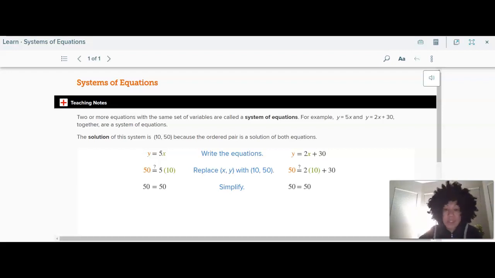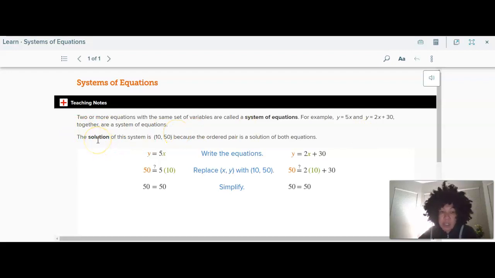system of equations. So what is a system of equations? Basically, it's just two or more equations. We're just going to be focusing on two for now, but it's two or more equations with the same set of variables, and that's what we call a system of equations. So for instance, here's an equation with a y and an x. Here's an equation with a y and an x. Together, those are a system of equations.